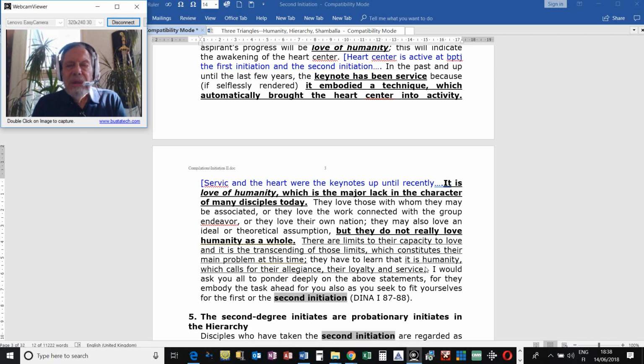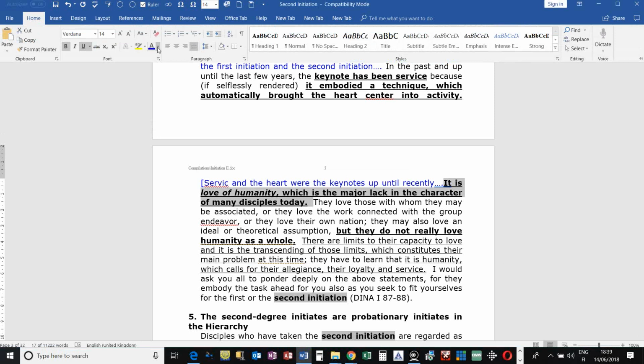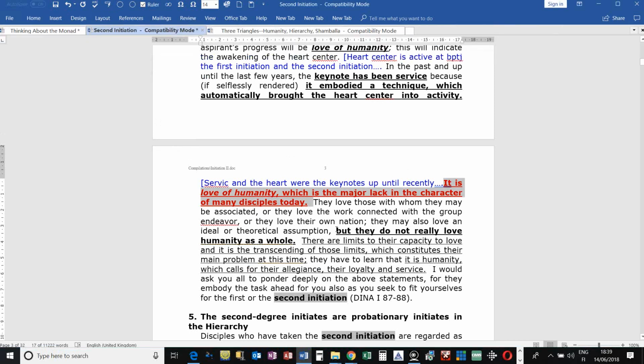Well, let's work on that, because it's so simple. But he just says in a few sentences here, these are the things that we have to concentrate on. Let me put that in red, because it's so important. But they do not really love humanity as a whole.